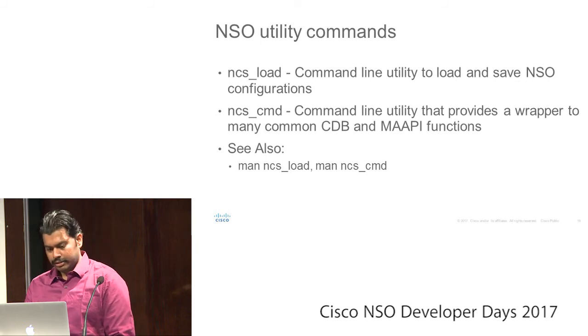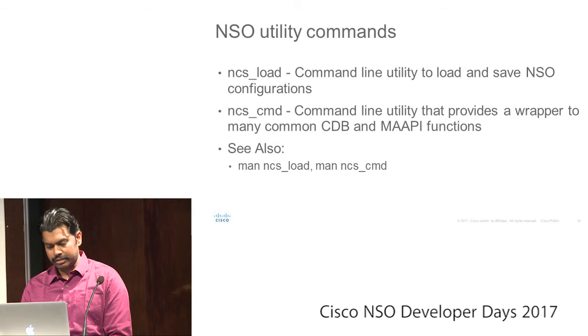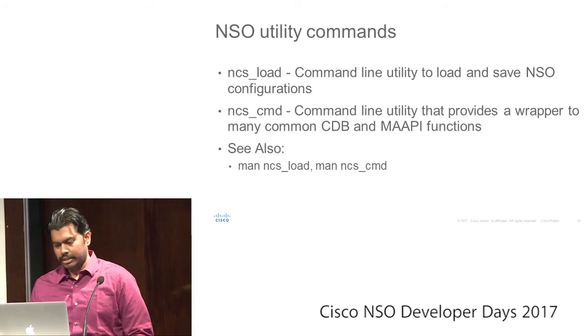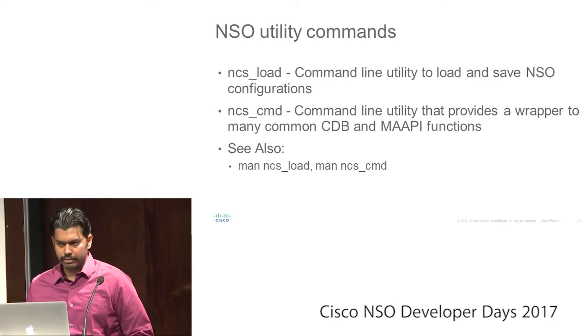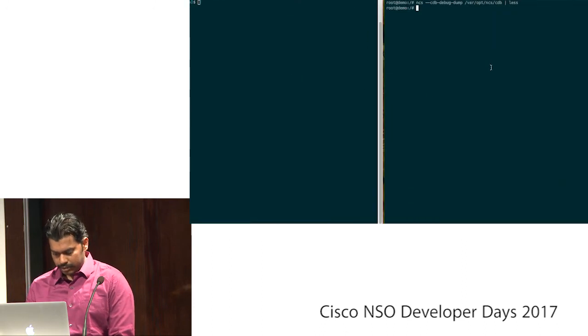And then we have these utility commands that you can use to quickly do things related to CDB and MAAPI functions, for example. ncs_load is a command that you can use to load and save config from and to NSO. You can specify the format of the config you want and whether you want to include operational data or not and so on. For example, you can do ncs_load.